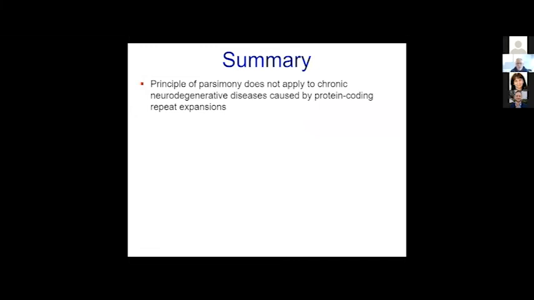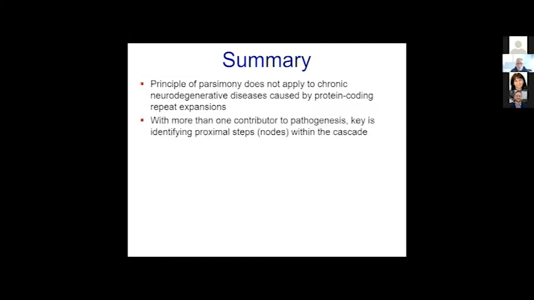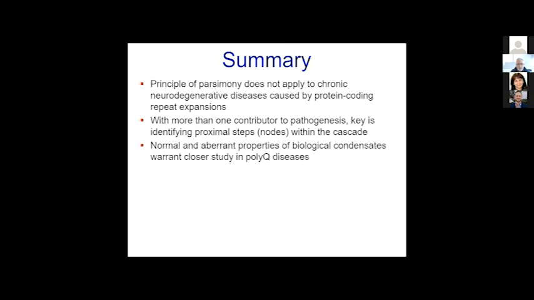And I would anticipate that it's not simply the expanded polyglutamine protein itself that's misbehaving, but other things that occur as a result of that, indirectly or directly. We do think there is more than one contributor to pathogenesis in the polyglutamine disorders. And the key to therapy will be really identifying those proximal steps or nodes in the cascades.